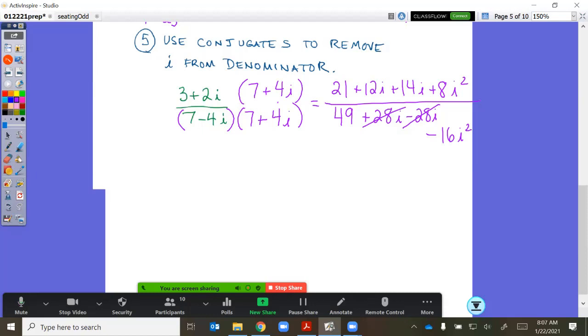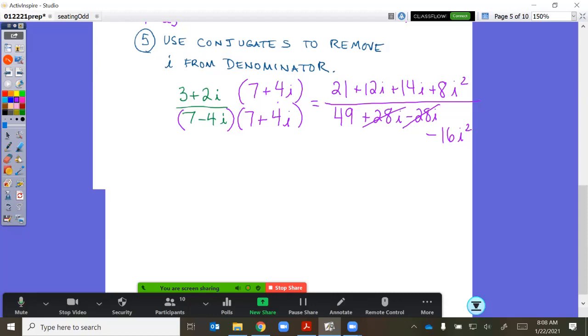Where are we getting this negative? Okay, -4 times positive 4 is -16. I times I is I squared. That second term on the bottom will always be negative because the conjugates are always different signs, so it's always negative.